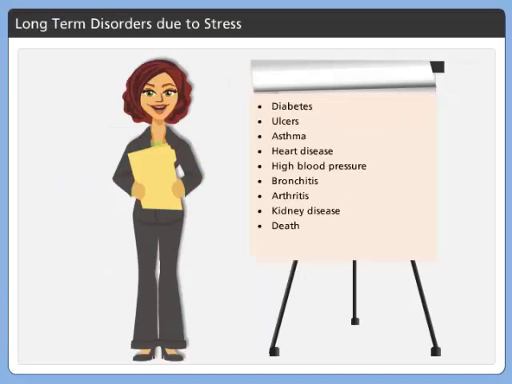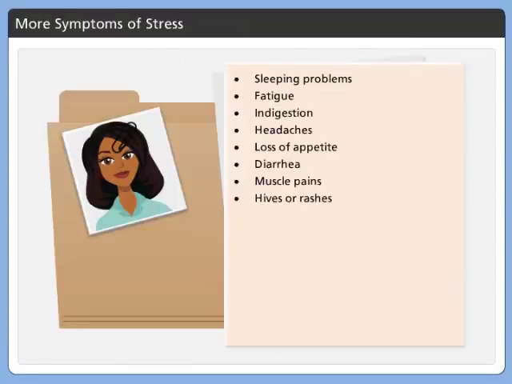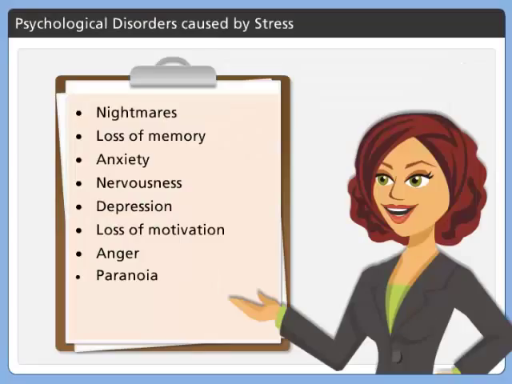Long-term disorders due to stress: diabetes, ulcers, asthma, heart disease, high blood pressure, bronchitis, arthritis, kidney disease, death. More symptoms of stress: sleeping problems, fatigue, indigestion, headaches, loss of appetite, diarrhea, muscle pains, hives, or rashes. Psychological disorders caused by stress: nightmares, loss of memory, anxiety, nervousness, depression, loss of motivation, anger, paranoia.